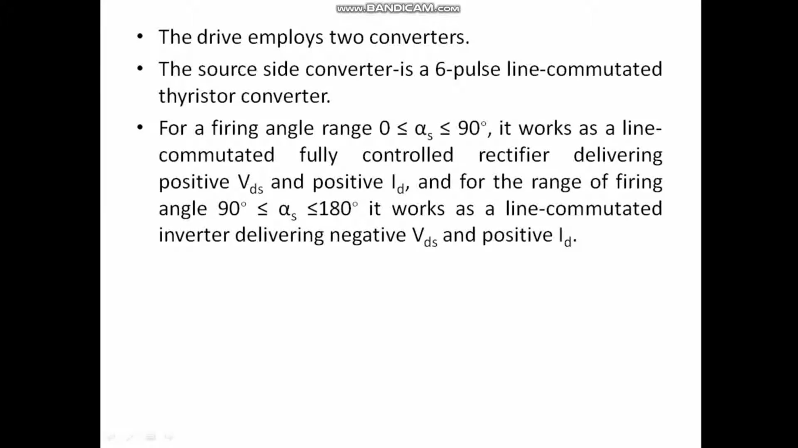For the range of firing angle 90 to 180, it works as a line commutated inverter. Here it was working as a rectifier and now it works as an inverter, delivering negative VDS and positive ID. This ID is positive because of my LD. You should remember the importance of LD, which we discussed earlier.